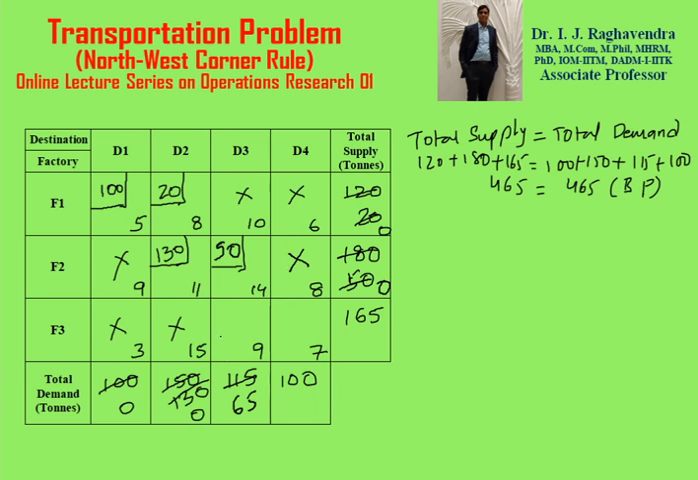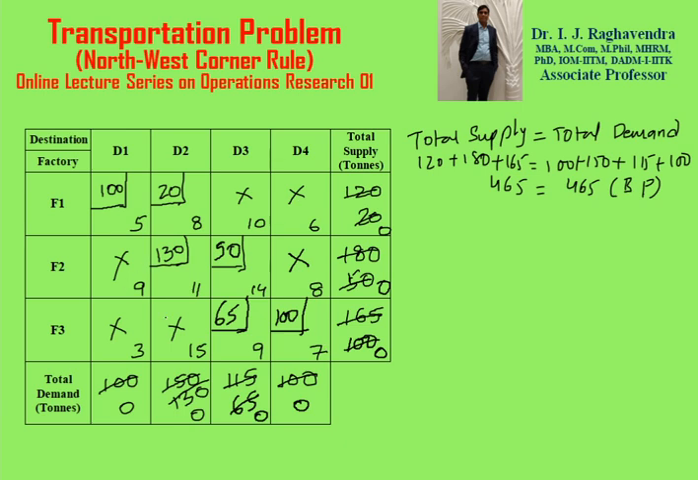And now the table is reduced to 1 row and 2 columns, out of which the northwest direction is F3 and D3. F3 total is 165 and D3 total demand is only 65. So we supply only 65 based on the demand. Now D3 total will become 0 and 165 will become 100. And the table is reduced to only 1 row and 1 column. Here we select this cell. F3 total is 100 and D4 total is 100. So simply we supply 100. So 100 will become 0 and here also 100 will become 0.